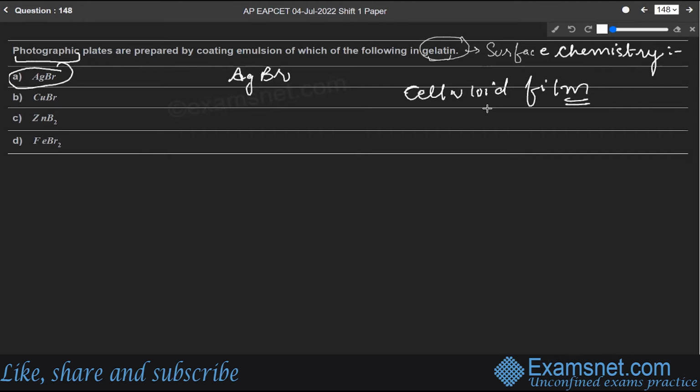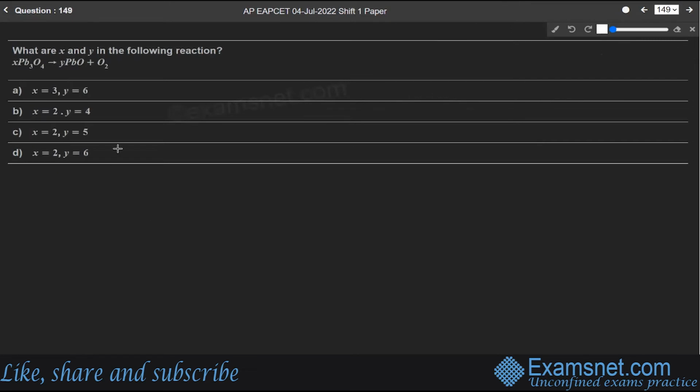When you coat this, when light falls on the surface, the exposed part of that particular film is darkened. That's why you get black and white images. So that's how they are used in black and white photography. So AgBr is the compound which is used. You have to learn this. I've given you much detail on this particular question. I hope if it repeats, you will be able to solve it. Let's go to the next question.